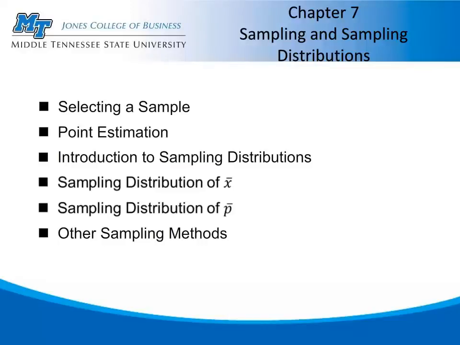Primarily, we're going to be dealing with the sampling distribution of the mean. That's what the symbol X bar is. We're going to cover a little bit about the sampling distribution of the proportion, the P with the dash across the top of it. We'll call that P bar. And then there are other different ways that you can take samples. We'll just mention a few of those.